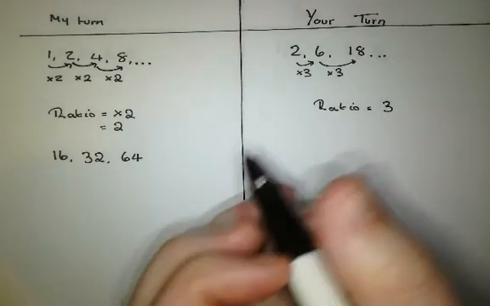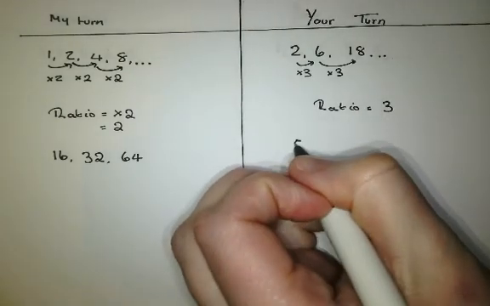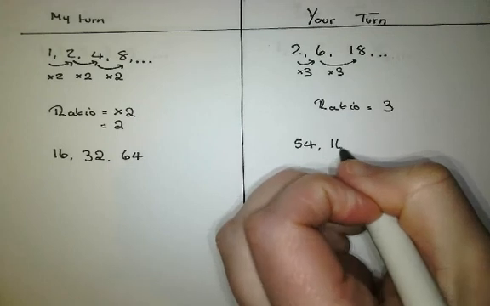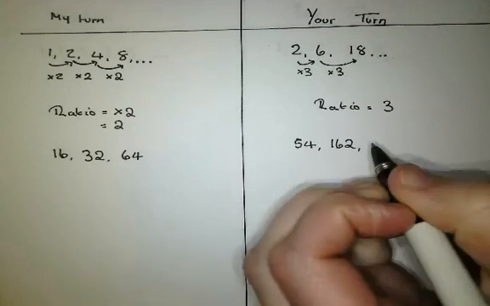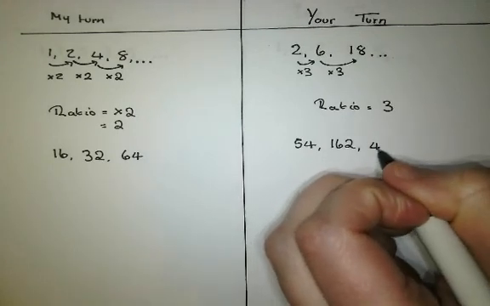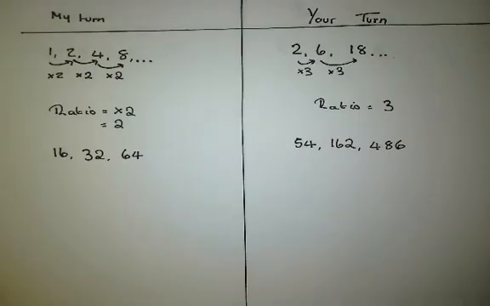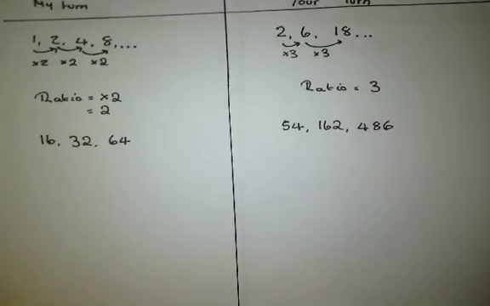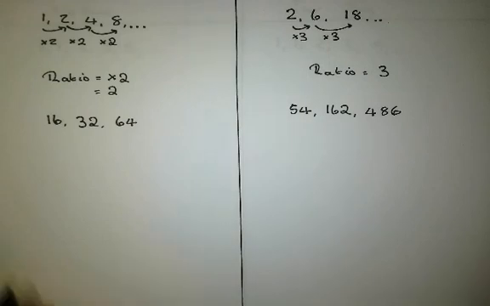My next 3 terms will be 18 times 3, which is 54. 54 times 3, which is 162. And 162 times 3, which is 486.